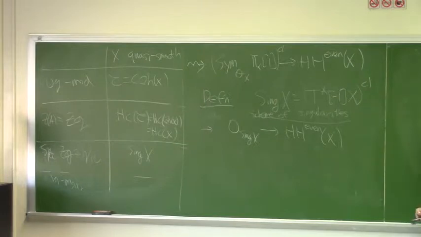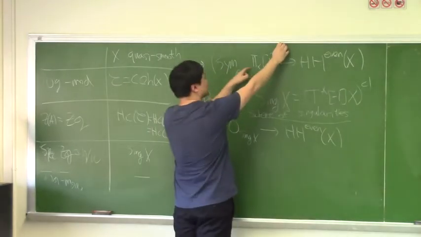I'm sorry, what do you mean by classical part? So maybe just think of the H0 of O_X, H0 of T_X[-1]. Okay.